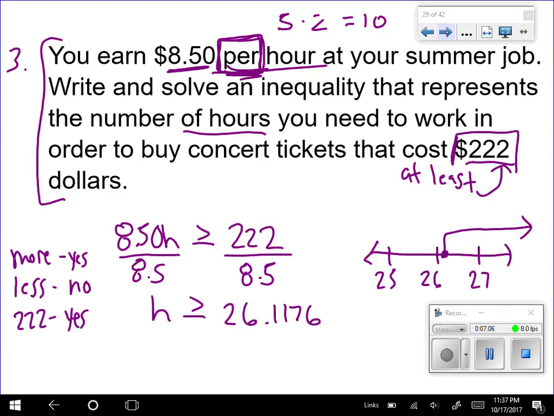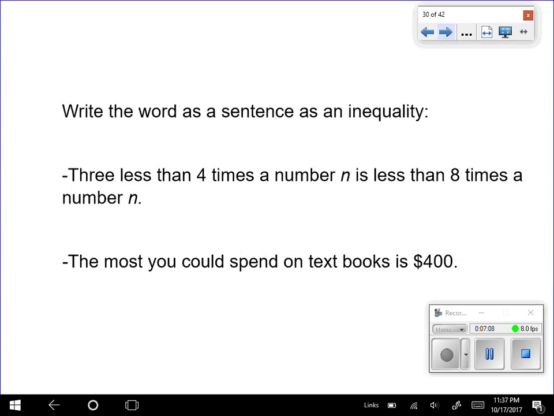Okay, let's try a few other problems. Again, we're back to the sentences. So it says 3 less than 4 times a number n is less than 8 times a number n. So we have to be careful here because we have a couple less thans going on. But is always kind of that middle ground. Wherever you see the word is, that's where you're going to know you need to put your inequality. So let's look here. 3 less than 4 times a number.